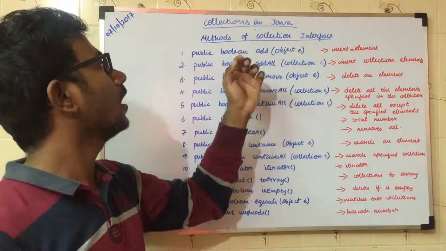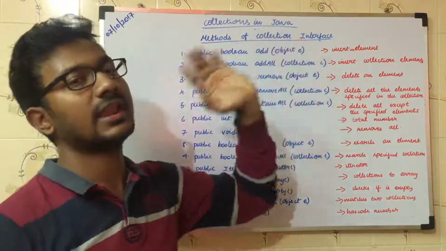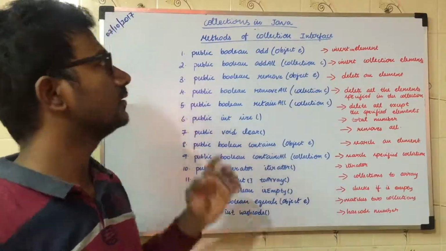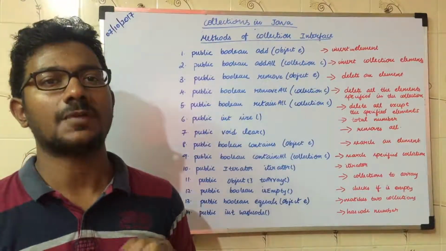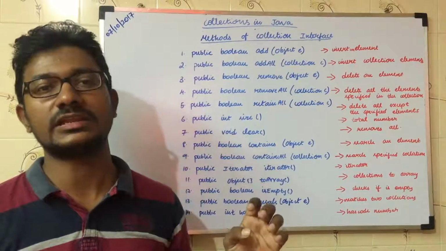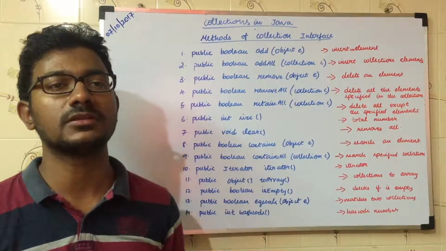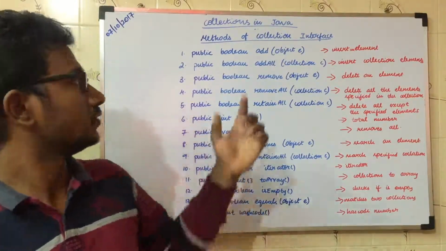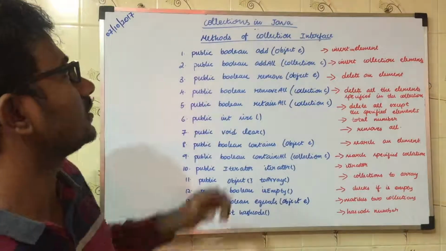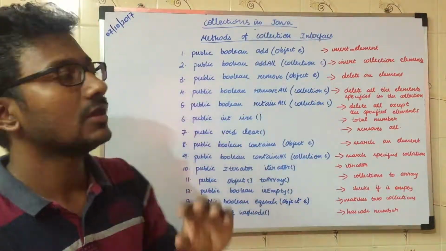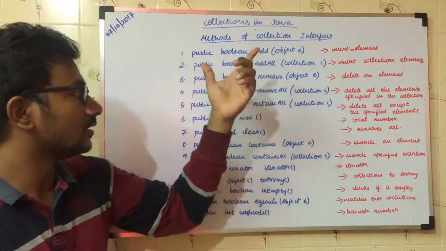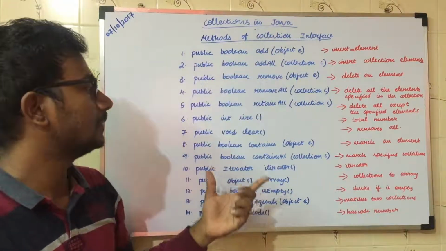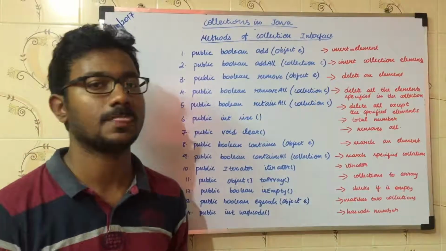Now we are going to see the methods that are present in the Collection interface. Generally, the methods present in an interface are just abstract methods. Abstract method means just a method declaration. The definition is present in the implemented class. So these are the abstract methods present in the Collection interface. If any class implements the Collection interface, then that class needs to implement these methods compulsorily.